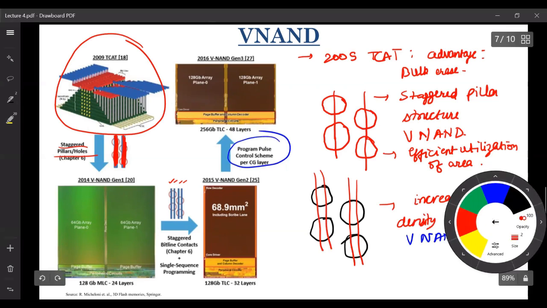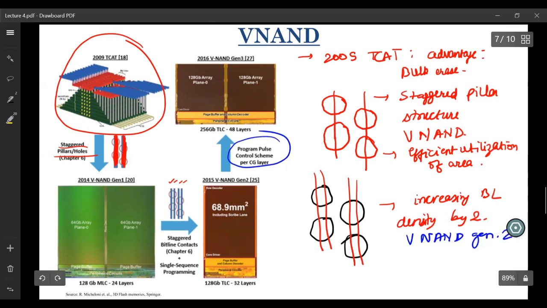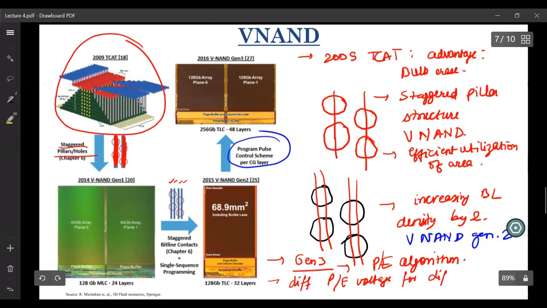Then they came up with a very efficient program pulse control scheme. In generation 3, they came up with a very good programming or erase algorithm. What they did was they had different program erase voltages for different control gate layers.